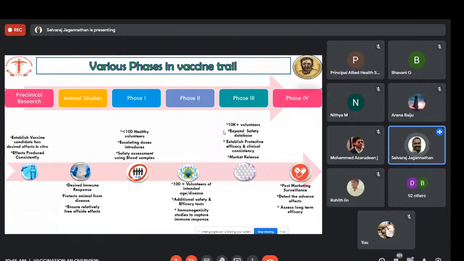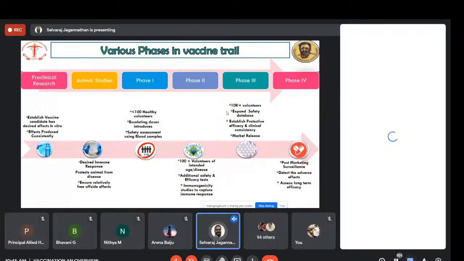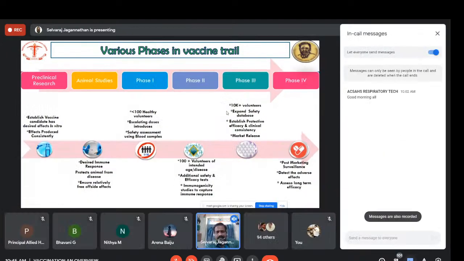Once phase 1 is successfully completed, we move into phase 2. It involves hundreds of volunteers, sometimes 1,000 people. We categorize them based on age, gender, and disease. During this phase, we also check additional safety and efficacy. Efficacy means how effective or potent our vaccine is, or its immunogenicity.